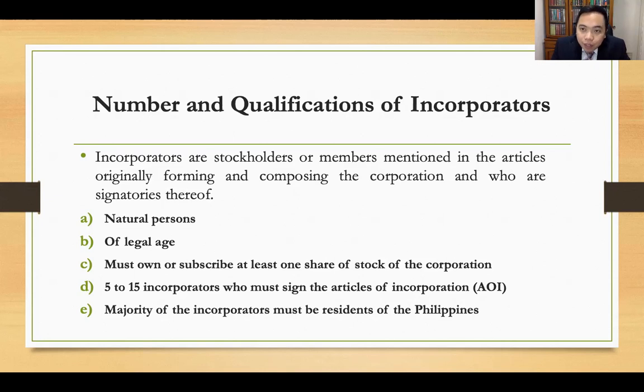So if there are 5 incorporators, at least 3 incorporators must reside in the Philippines. If you are given a problem, class, for example, A is a Japanese citizen, can he be an incorporator? The answer is yes, of course, as long as the other incorporators forming a majority, or at least 3 out of 5, reside in the Philippines. Now, the requirement imposed by law is residency and not citizenship.